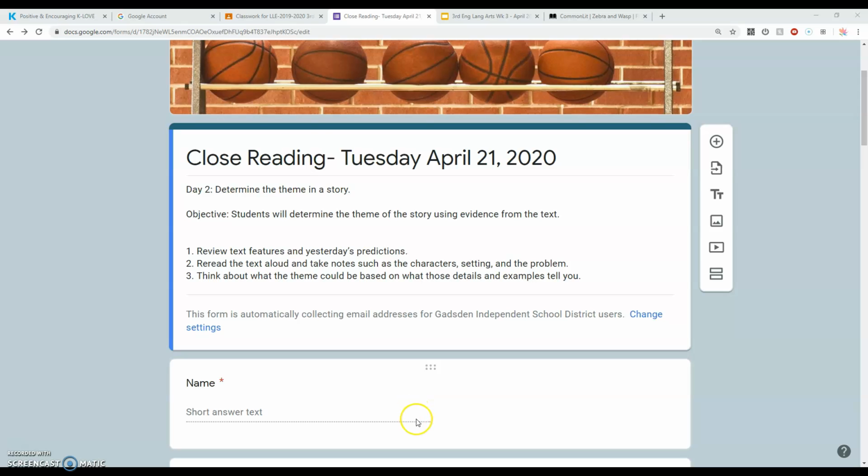This is Mrs. Rodriguez. Today for closed reading, you're going to be working with determining the theme in the story. Your objective for today, students will determine the theme of the story using evidence from the text. The first thing you're going to do, boys and girls, is review the text features and yesterday's predictions. You're going to reread the text out loud, take notes such as the character, setting, and the problem. Last, you're going to think about the theme, based on what those details and examples tell you.